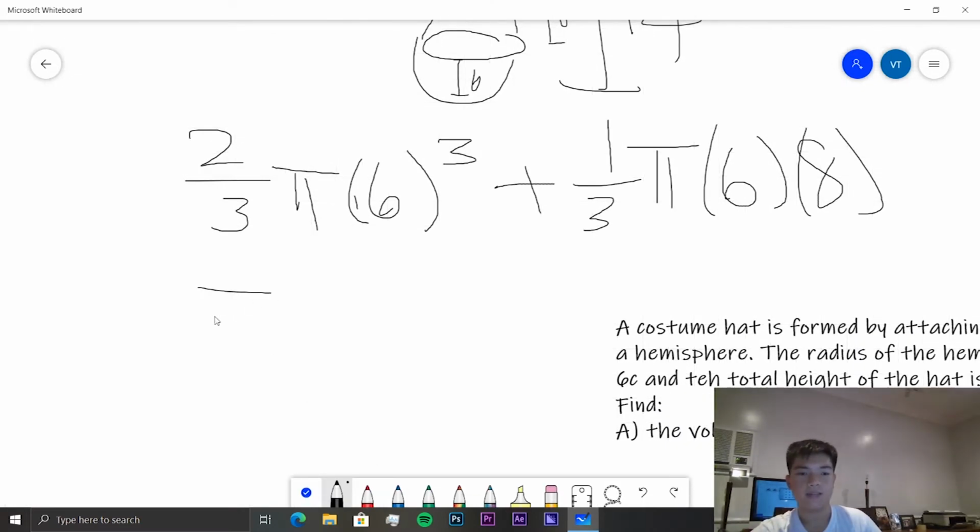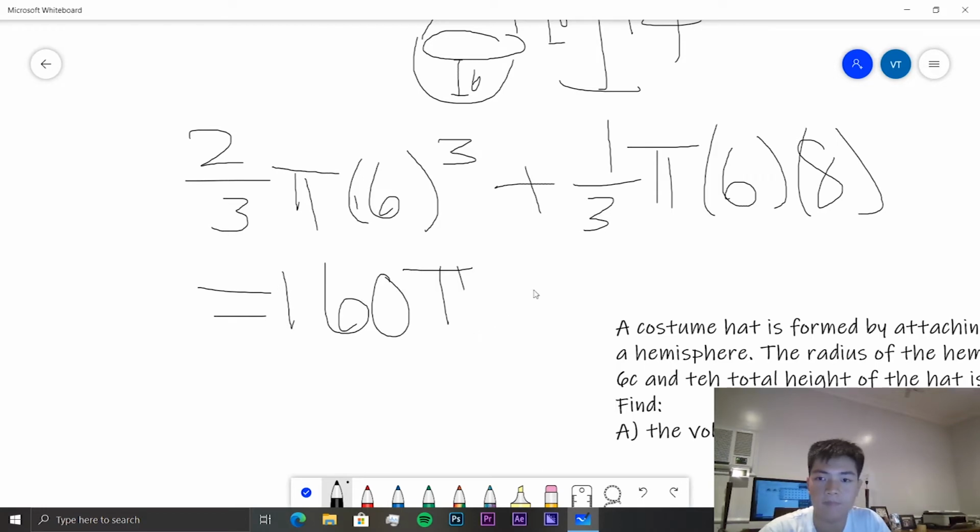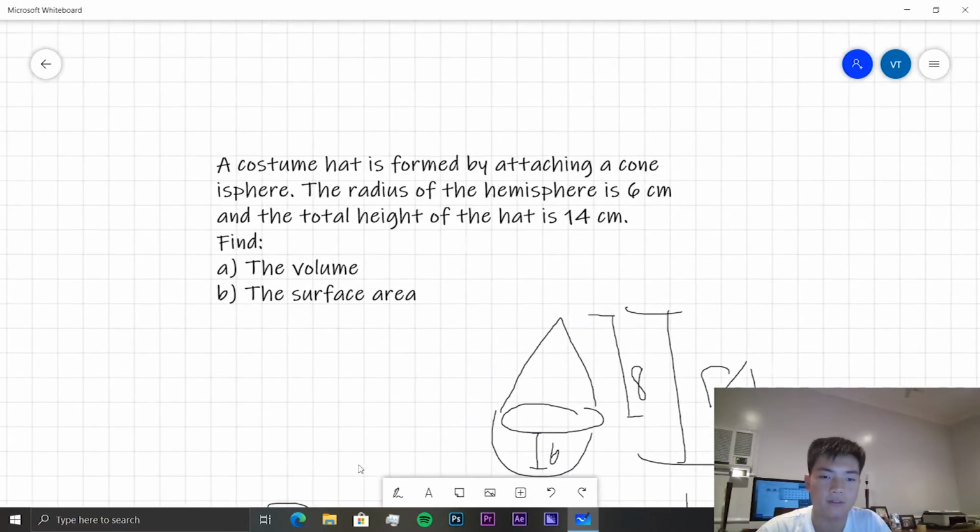So we should get this equal to 2/3 times 6 cubed, 144 plus 6 times 8/3, 160 pi. Oh, sorry, this should be 6 squared. Sorry, 2 times 6 cubed over 3 plus 36 times 8/3. So we should get 240 pi as the total volume.